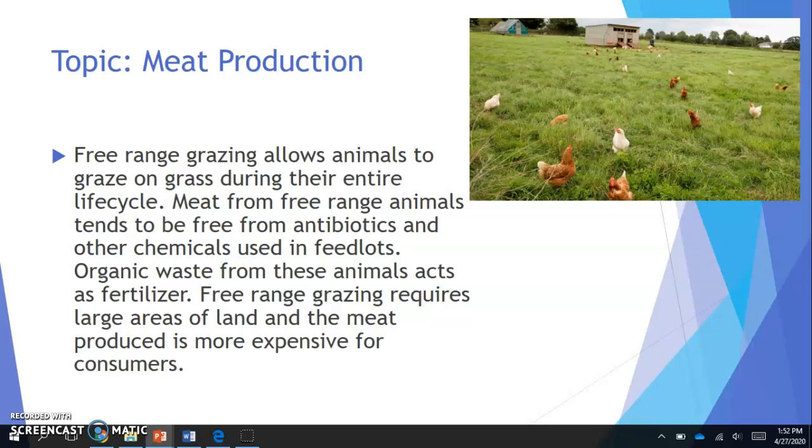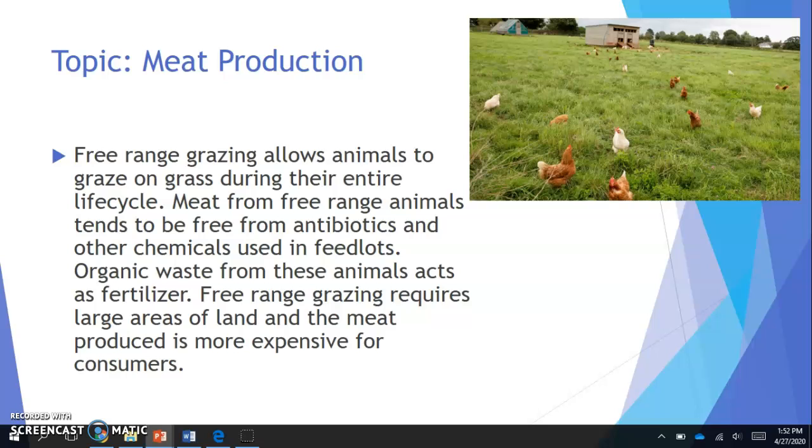But anyway, I digress. So free range grazing allows animals to graze on grass during their entire life cycle. So meat from free range animals tends to be free from antibiotics and other chemicals used in feedlots. Why? They don't need the antibiotics because they're free range. They tend to be healthier, but they do tend to be more expensive.